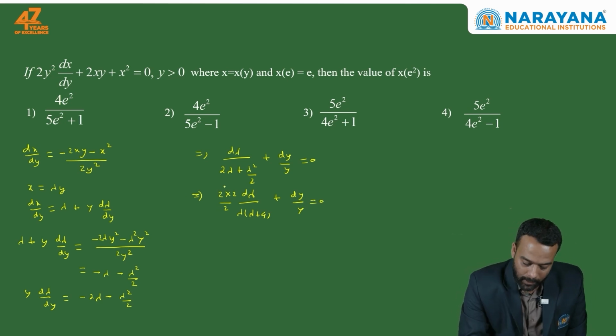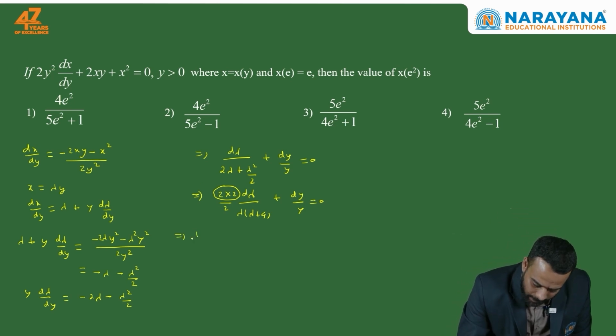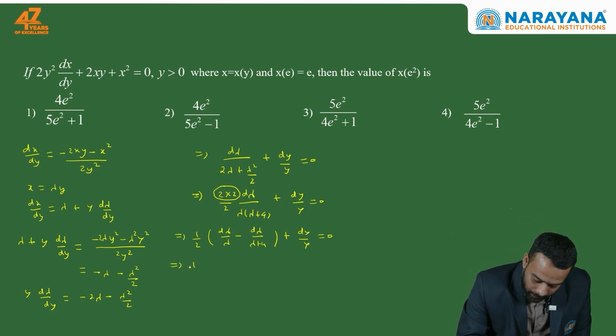So now you can see that over here this 4 can be written as λ + 4 − λ. So we can easily convert it. So what we will be getting? 1/2 [dλ/λ − dλ/(λ + 4)] + dy/y = 0. Now on integrating, what I will be getting? Half of ln|λ/(λ + 4)| + ln|y| = some arbitrary constant.